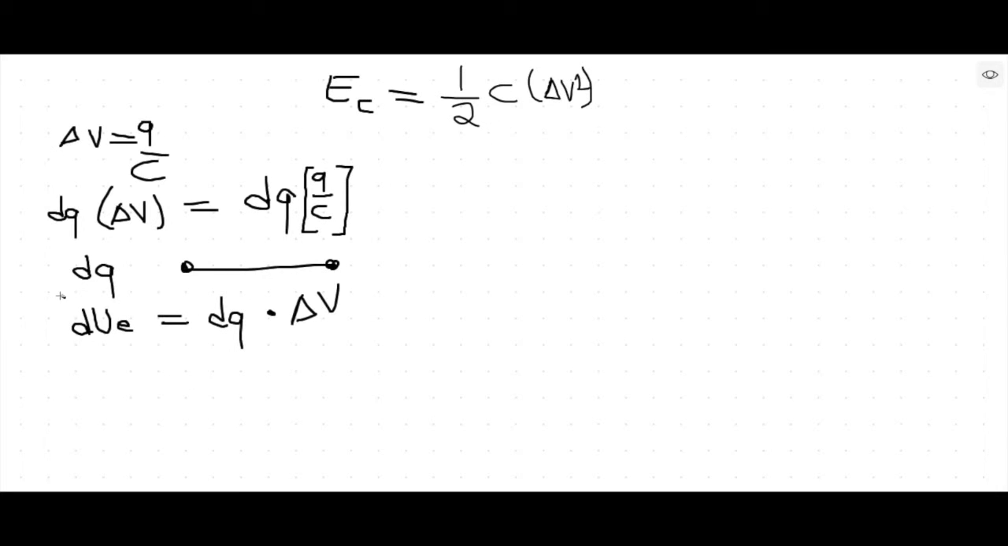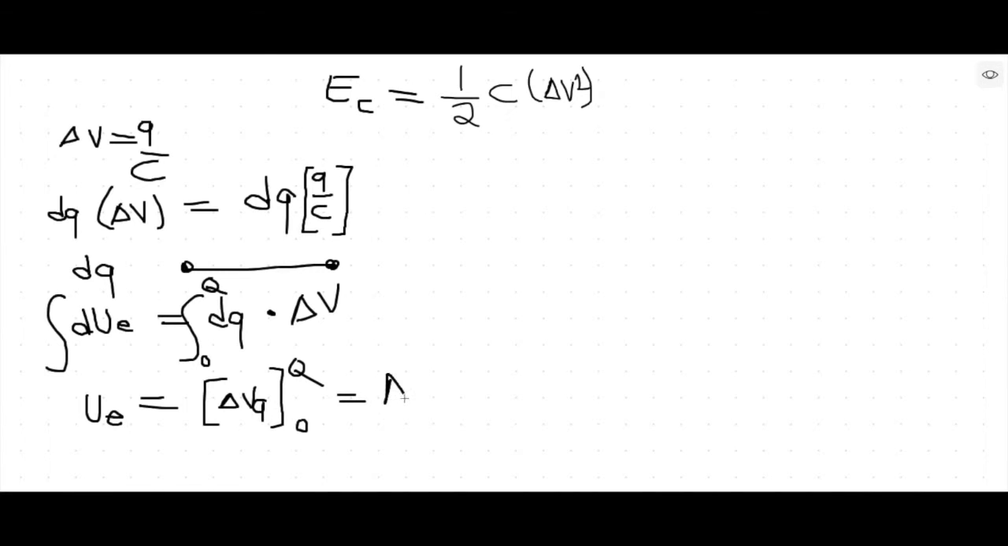Now, if I integrate both sides and set my integral limits from 0 to capital Q, I can write the left hand side as UE and my right hand side as delta V in relation to the charge, from 0 to Q. After solving this integral, I can rewrite the same thing as delta V times the capital Q. This is the first part of the equation, which I'll call equation 1.